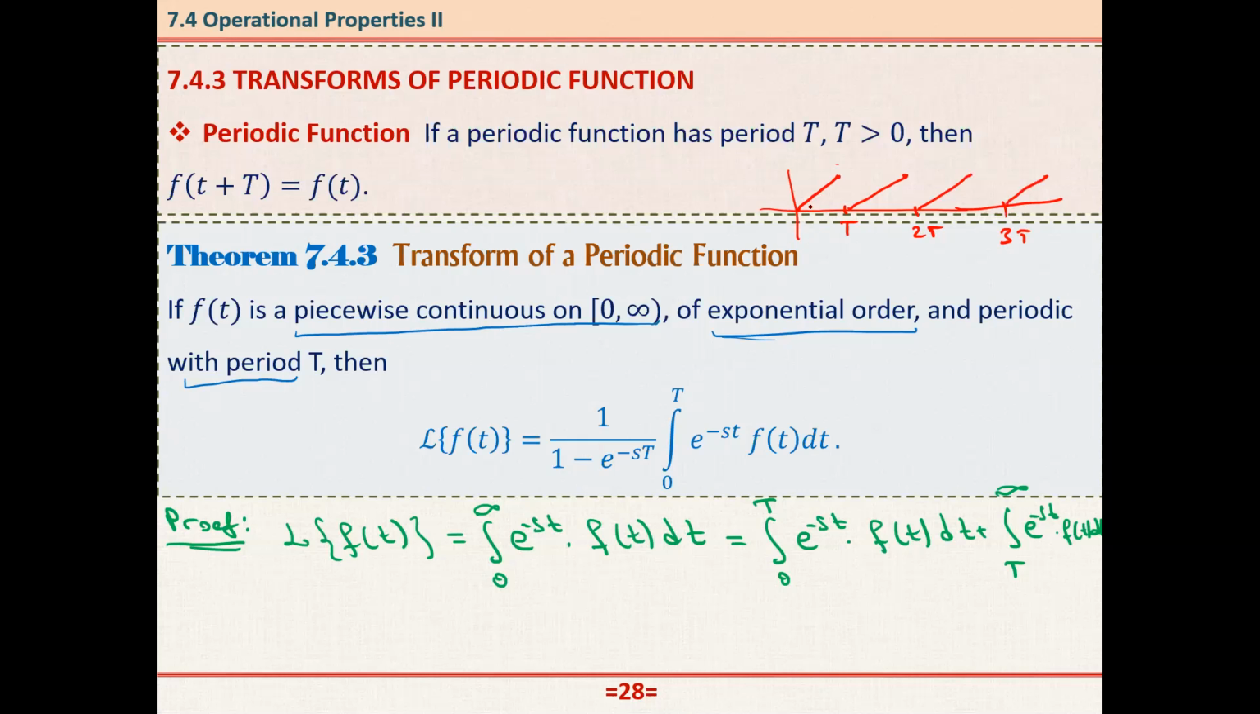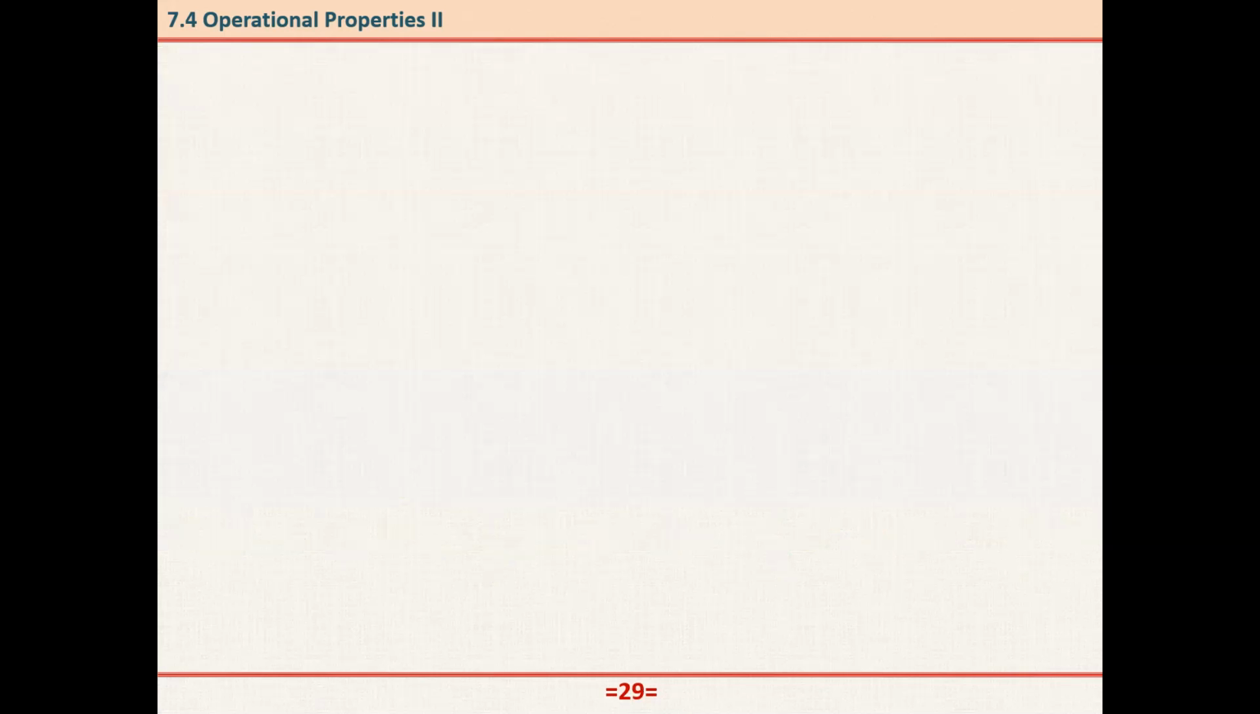So that's a period. First, I'm just integrating from 0 to T, right? And if I integrate from T to 2T, we get the same thing, right? And that's why I just split this integral into 2. And after that, we just use, again, substitution. Assume that here t is equal to u plus capital T. Okay, u plus capital T.